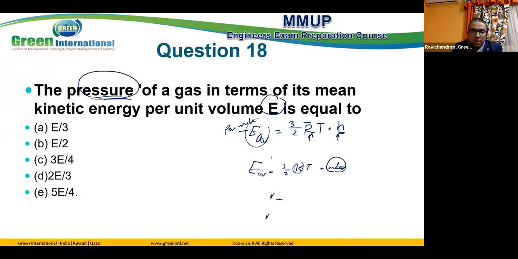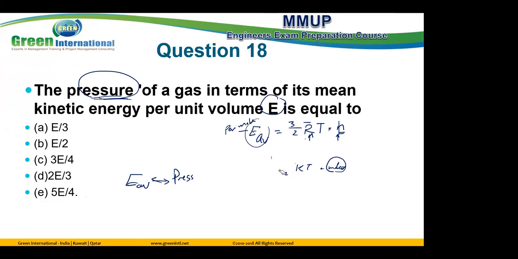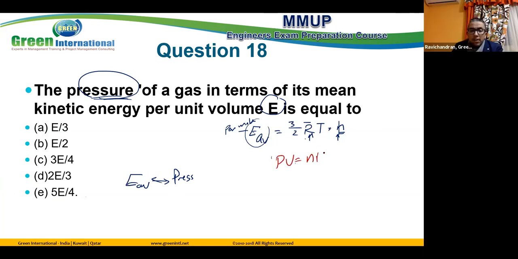Why? Because the question requires this average as a function of pressure. So what is the nearest thing to pressure? R and T, in the ideal gas equation. If you see the ideal gas equation, PV will be equal to nRT. So we can put this instead of that. So E average equals 3/2 PV.